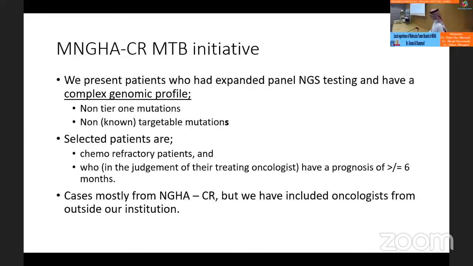Patients who we select to perform the expanded panel NGS on and present them in the MTB are chemorefractory patients and who are, in the judgment of their treating oncologist, have a prognosis of at least 6 months. Now, why did we choose this 6-month figure? It's basically for a few reasons. The first reason is the test takes time until the results are back. Now, there's always a promise that it comes in less than 4 weeks, which is a kept promise. However, if we order a non-formulary medication, we have to actually account for the time lag that the non-formulary medication would arrive. Now, most of these cases have actually come from National Guard Riyadh. However, we have successfully included oncologists from outside of our institution.